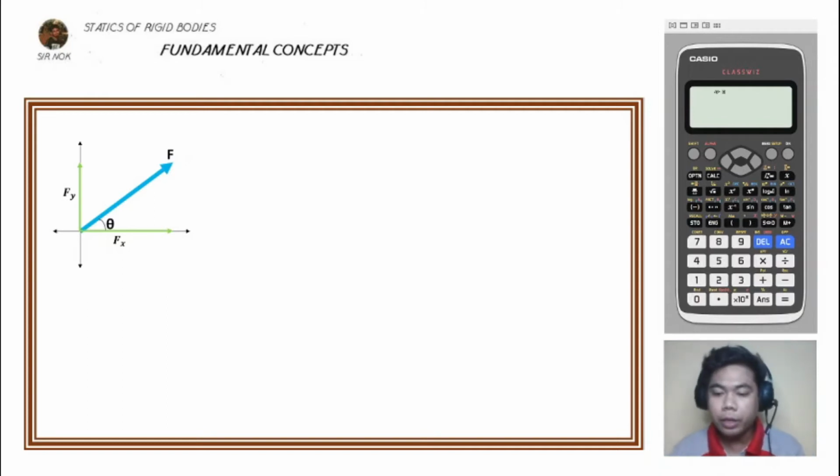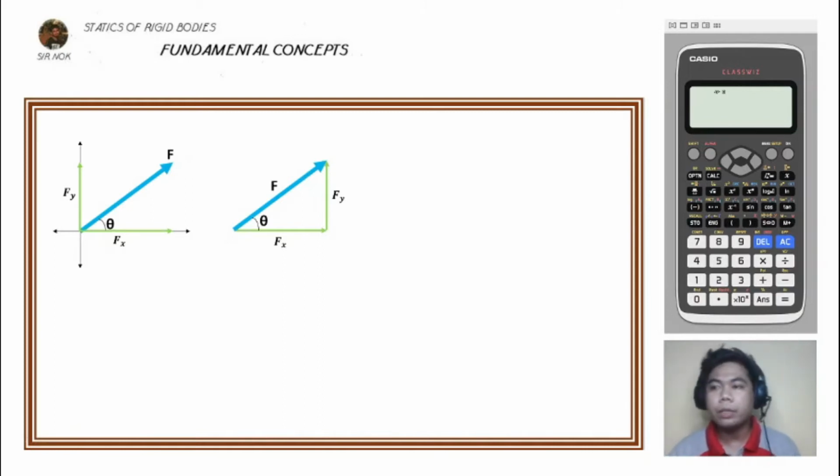By the triangle rule, the head of the x component is connected to the tail of the y component. Then the triangle is formed by connecting the tail of the x component to the tail of the force F, and the head of the y component to the head of the force F. So we have a right triangle.